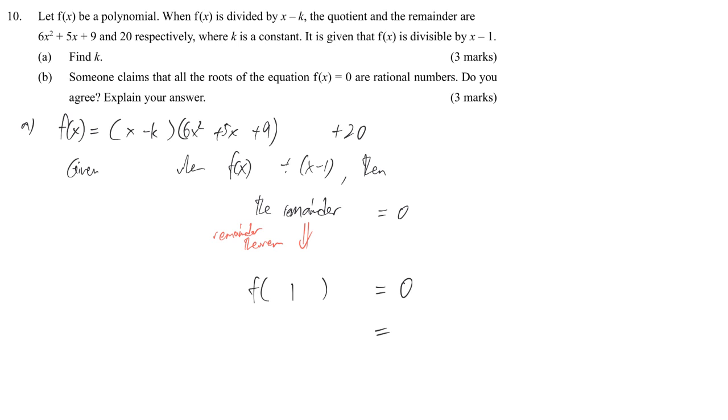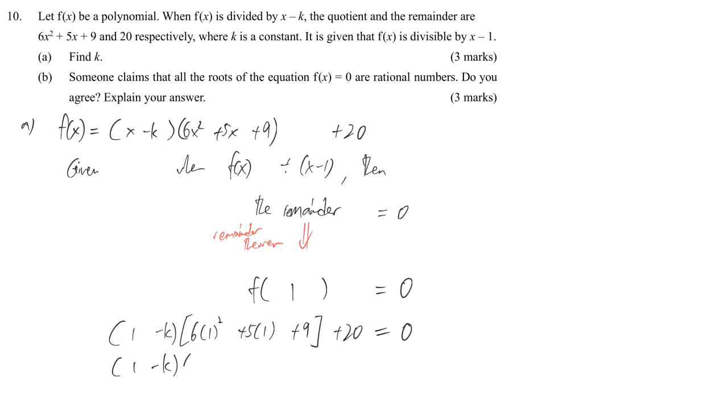So it gives us some equation and relation for us to solve for the value of k. We just replace every x here by 1. Therefore, we have 1 minus k, times 6 times 1 squared plus 5 times 1 plus 9, and then plus 20 will equal to 0. In this equation, there is only k as the only unknown. So I can solve it carefully and get the answer.